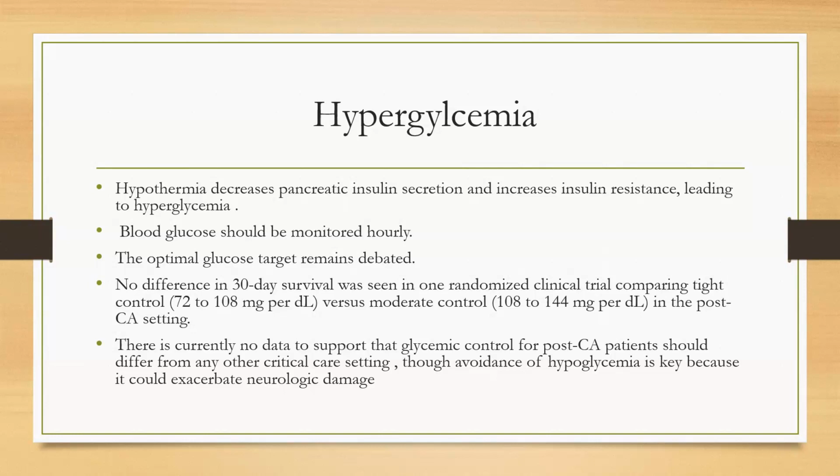So there should not be a strict glycemic control, but we should avoid hypoglycemia because it can aggravate the neurological damage and worsen the prognosis. And regarding the sugar level, we can follow the normal sugar level range which we follow in the critical care setting.